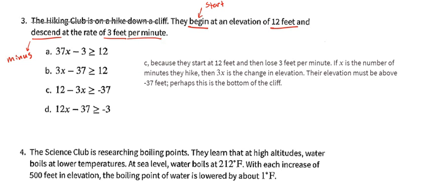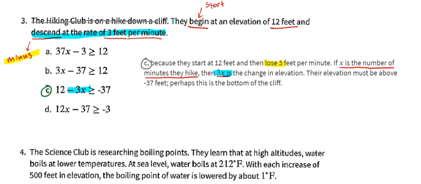Okay, mathematicians, welcome back. For number 3, the answer is C. Let's talk about why. C, because they start at 12 feet and then lose 3 feet per minute. That's what we said. Minusing is like losing 3 feet per minute. And look at what they say here. This is good. If x is the number of minutes they take on the hike, then 3x is the change in elevation. This 3x is this here, descending at 3 feet per minute.